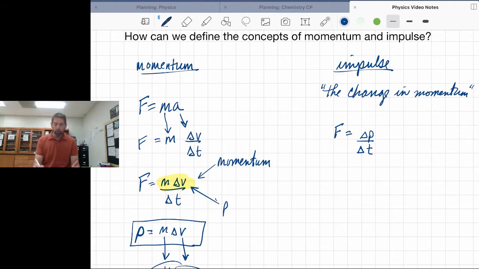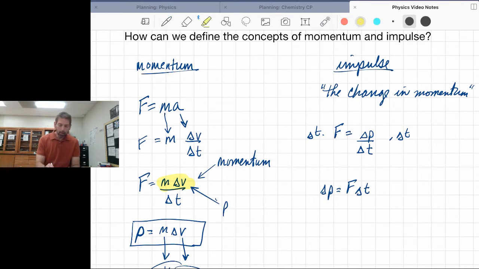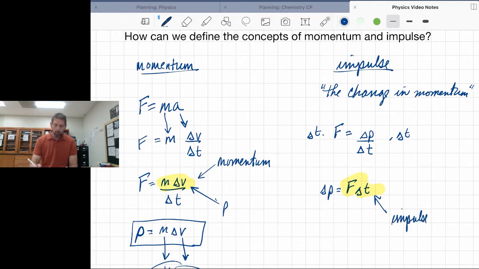All right? So if we think about this, let's rearrange this equation to isolate just momentum by itself, right? So if we did that, we know we would multiply both sides by delta t. And so we would get the change in momentum equals force times time. All right, force times time. And this force times time right here, that right there, this is our impulse. That is the change of momentum at that point in time due to a force that caused it to move.